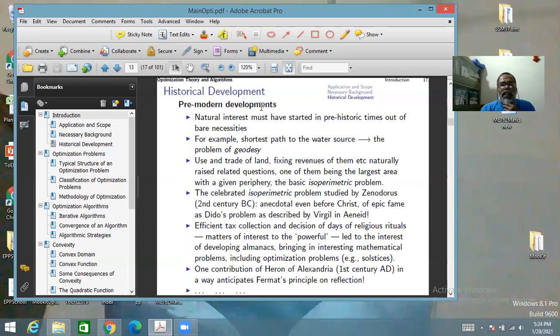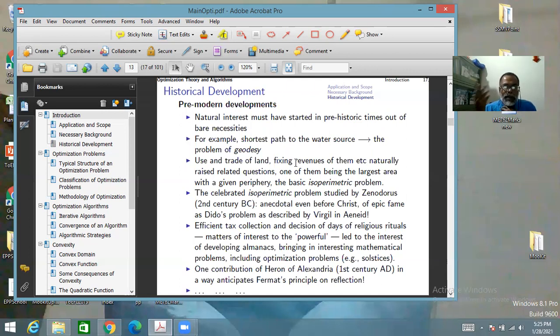Now we come to the historical development. People have come across optimization problems since the beginning of civilization. Natural interest for meeting their bare necessities. For example, shortest path to the water source. That is the problem of geodesy. Use and trade of land, fixing revenues, required their measurements and how to maximize land areas and so on. So they had also brought in interesting optimization problems. And the isoperimetric problem, that is with the same perimeter, what is the best area?